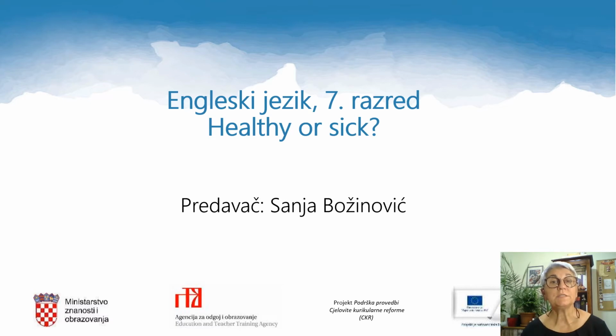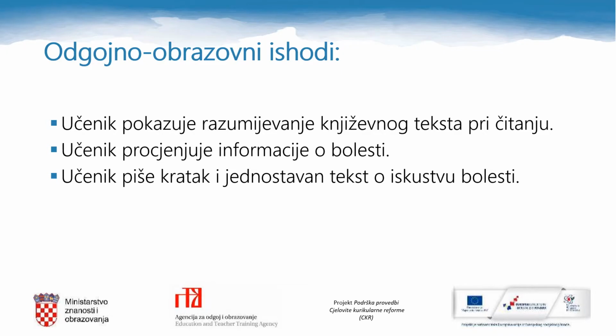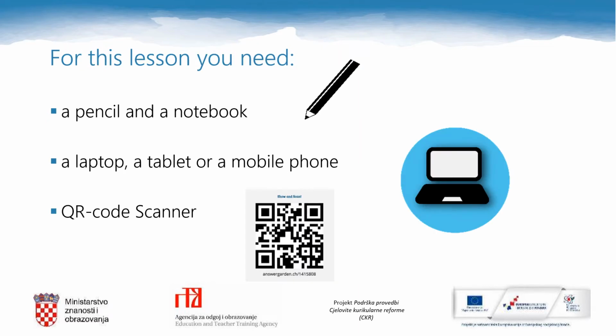Our today's lesson is healthy or sick. In today's lesson, you will read a poem about a girl's experience of being ill. You will evaluate the information of that illness and you will write a short and simple text about your experience of being ill. For this lesson, you will need a pencil and a notebook, and you will also need a tablet, a laptop or mobile phone with the QR code scanner.